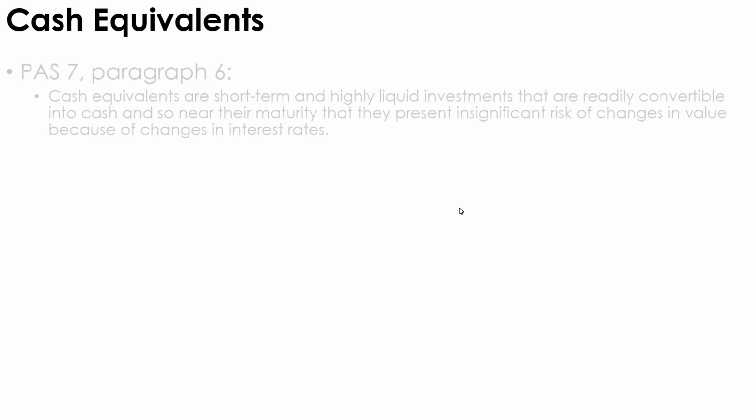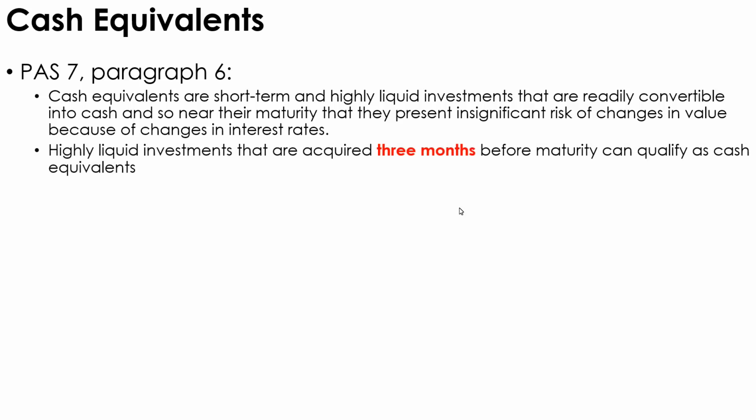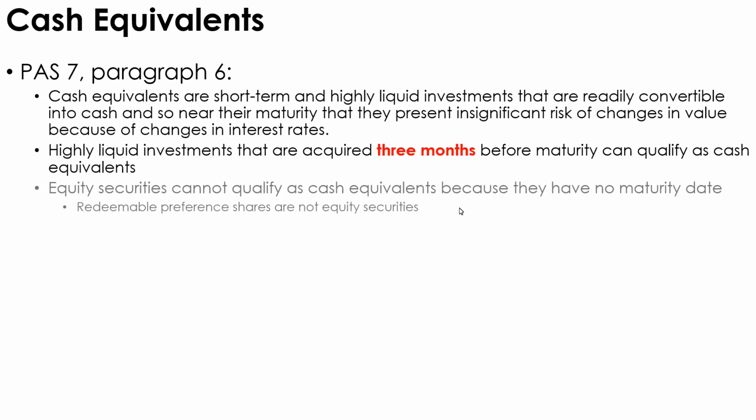Now, let us go on to cash equivalents. The Philippine Accounting Standards 7, paragraph 6, defines cash equivalents as short-term and highly liquid investments that are readily convertible into cash and so near their maturity that they present insignificant risk of changes in value because of changes in interest rates. And highly liquid investments that are acquired 3 months before maturity can qualify as cash equivalents. Equity securities cannot qualify as cash equivalents because they have no maturity date. And one thing to remember is that redeemable preference shares are not equity securities.